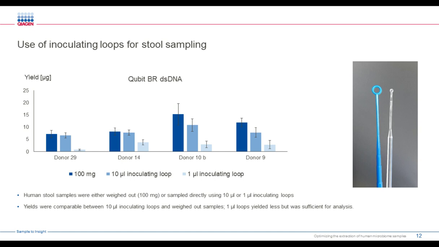So for the 100 milligrams of sample, we're getting from 5 to 15 micrograms of DNA out, while for the 10 microliter inoculating loop, we're getting maybe 5 to 10. And for the 1 microliter loop, of course, it's lower, maybe 1 to 3, because we're transferring simply lower amounts of material. However, even with the 1 microliter inoculating loop, we're getting sufficient DNA out at the end that we can do good analysis. And we can see that on the next slide.